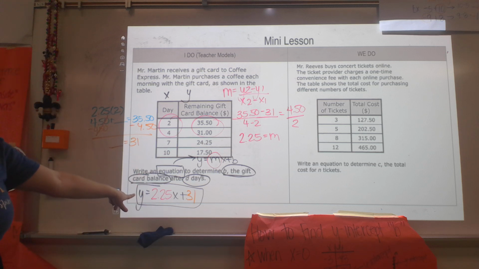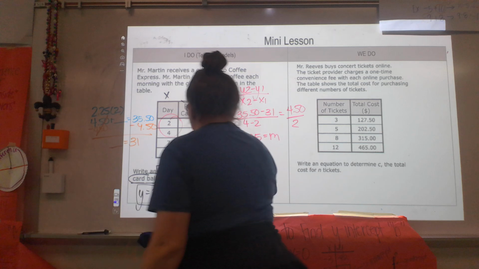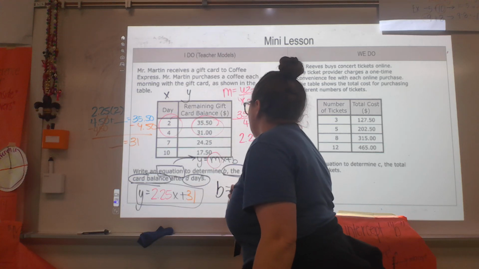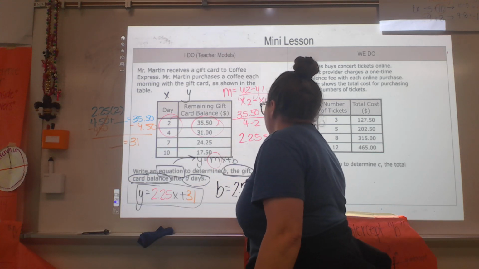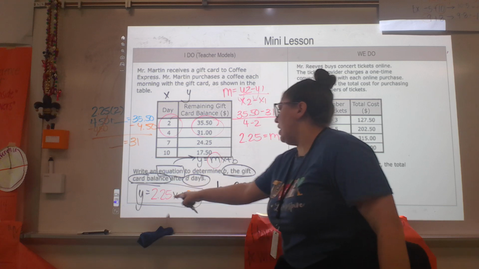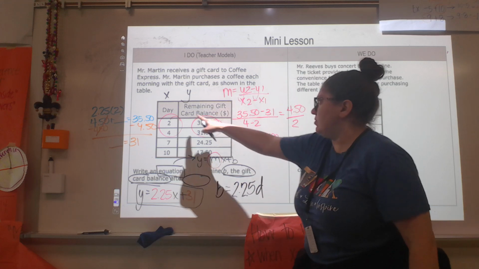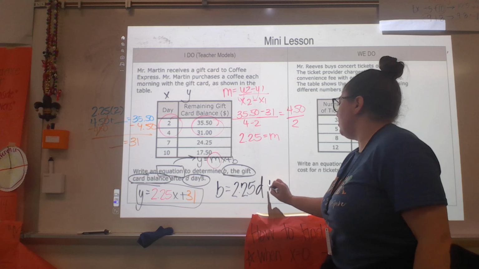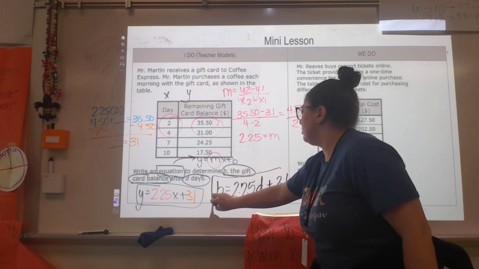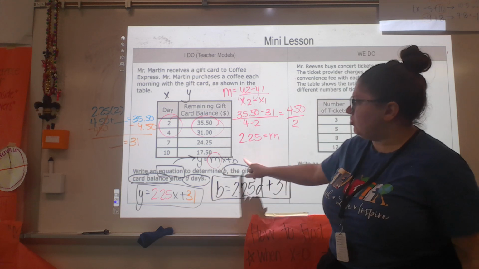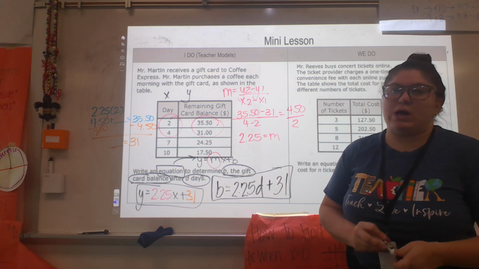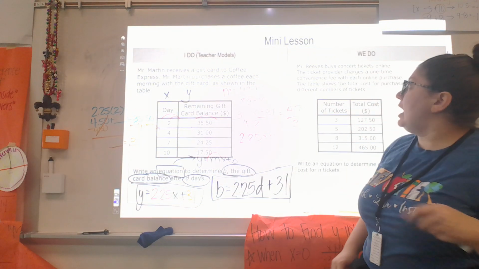I have to answer my question. So B equals 225 times D, because x is D, plus 31. So I answered my question, but I still used my y equals equation. Let me go ahead and we're going to do the we do problem together.